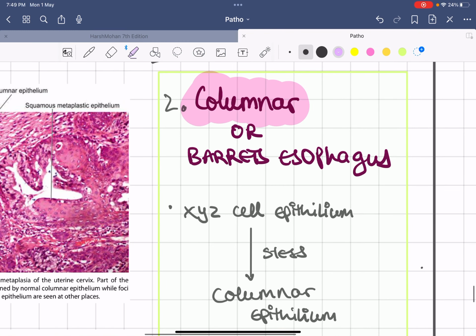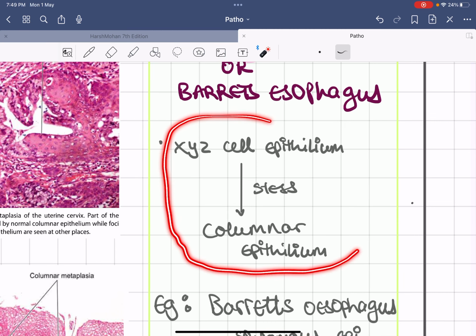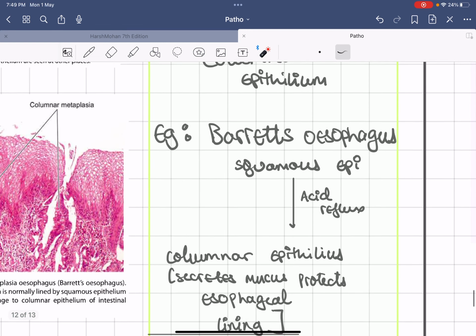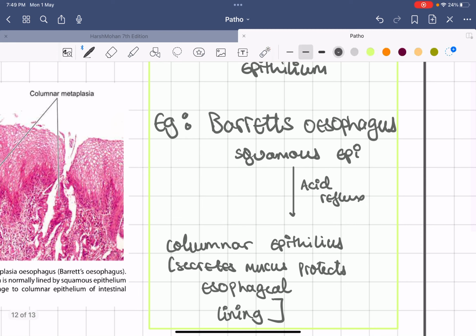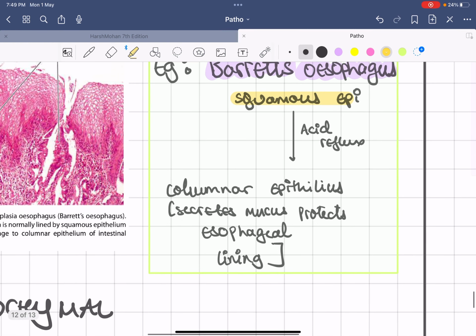Next, we move on to columnar metaplasia. Columnar metaplasia is again the same as squamous metaplasia, but in this, any cell epithelium changes into columnar epithelium under stress. Let us understand this with the most common example, that is Barrett's esophagus. The esophagus usually has squamous epithelium. But when there is acid reflux from the stomach to the esophagus, the squamous epithelium of the esophagus gets converted into columnar epithelium.